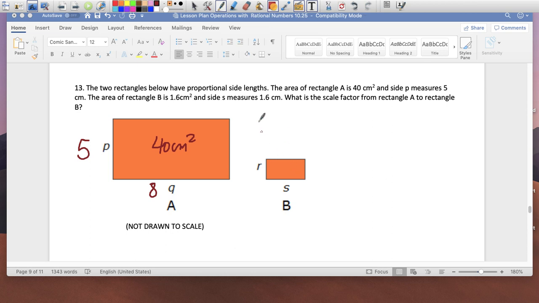On the other rectangle, S is 1.6 and the area is 1.6. So what times 1.6 gives you 1.6? Well, it has to be 1. So that's going to be 1.